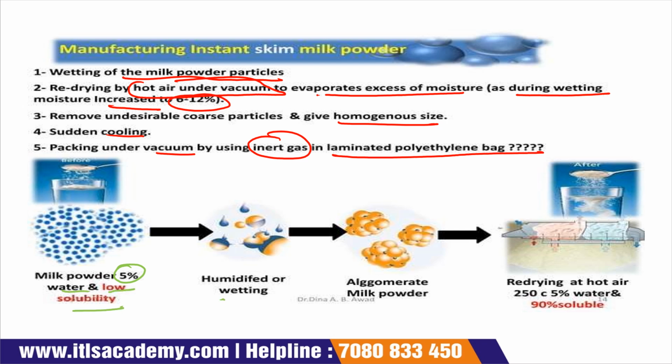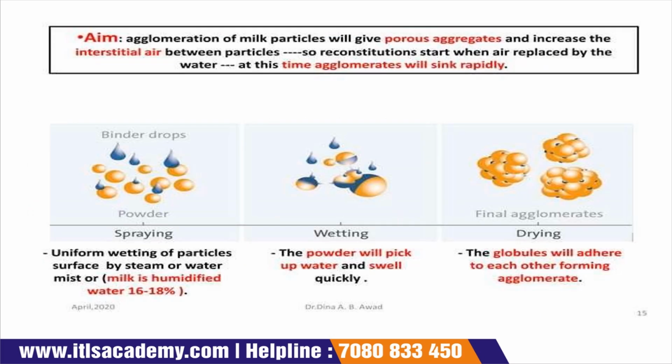Now it is humidified and wetted, the agglomerated milk powder is then redried with hot air at 25 degrees Celsius, with 5% water and 90% solubility. Okay, now this is about the manufacturing of instant skim milk powder.